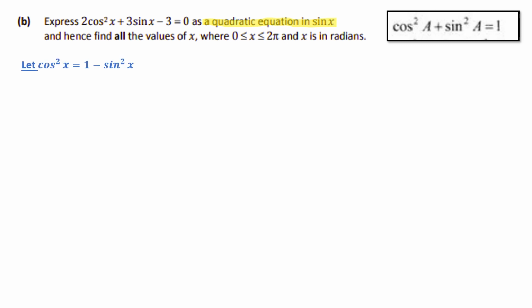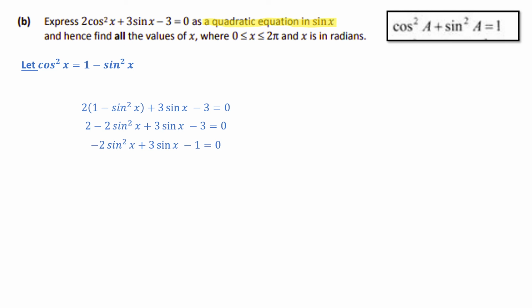So I'm going to rearrange this to have cos squared x is equal to 1 minus sine squared x, and I'm going to sub that in. So instead of my cos squared x, I'm putting in 1 minus sine squared x. Expanding that, I get 2 minus 2 sine squared x plus 3 sine x minus 3 equals 0. And simplifying it further, I get minus sine squared x plus 3 sine x minus 1 equals 0.